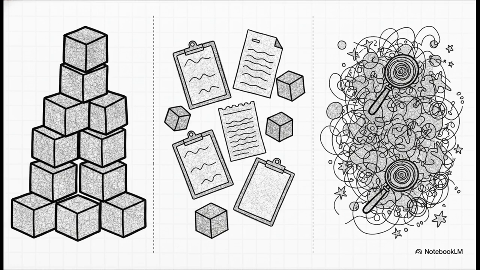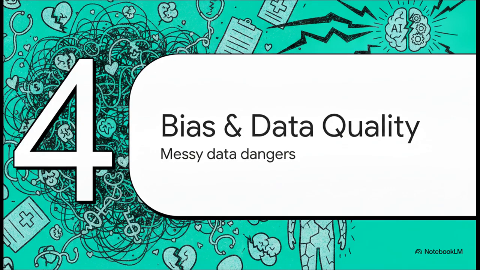Meanwhile, a doctor's free-form clinical notes, those are semi-structured. They're full of weird shorthand and shifting contexts. And things like a patient's random Google searches are entirely unstructured. Trying to process that unstructured data requires a monumental effort before an AI can even begin to make sense of it. All right, let's hit section 4, bias and data quality, diving into the real dangers of messy data.